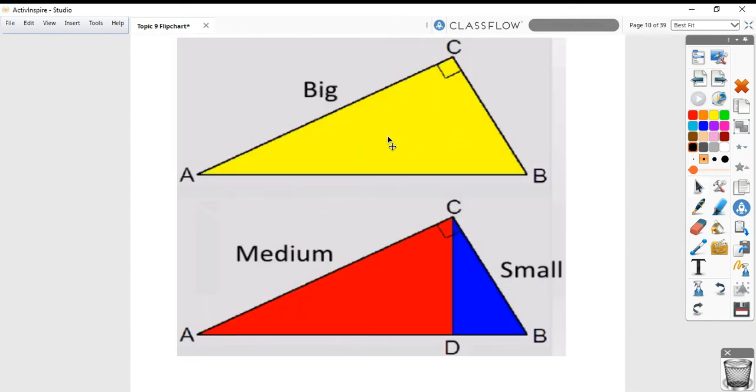So this is how we're going to talk about these triangles. These are the terms that we're going to use in this section. We're going to talk about the big triangle, the medium one that's on the left of this picture, and the small one that's right here. Here's what we need to know about these triangles: the big one, the medium one, and the small one.